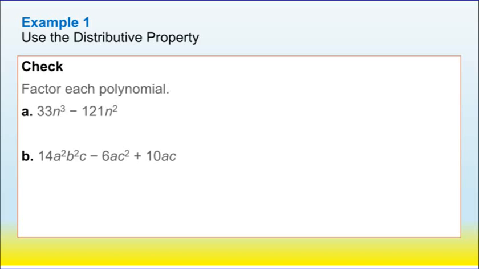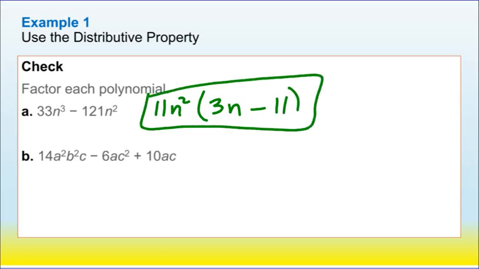Now factor each of these. So I can take out a 3. Actually, no, I can take out 11 on this one, and I can take 2 n's out. If I divide 33 and 11, I get 3. N cubed divided by n squared is n, minus 121 divided by 11 is 11. I already have my n squared, so here's my final answer.